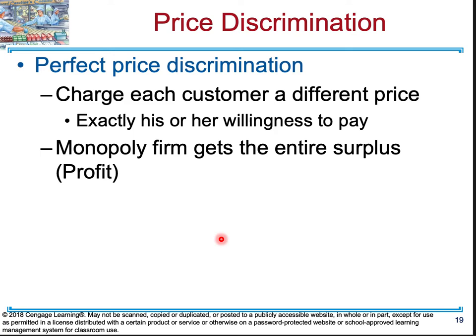So in this case, a monopoly firm gets the entire surplus. All of it is profit. There's no deadweight loss. Again, it's not realistic to know every single individual's willingness to pay. So we'll go over an example.